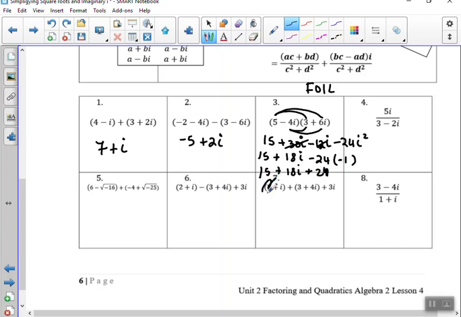Since 7, I'm just going to cross this out because it's the same problem as number 6. I'm going to use this space. What are my like terms here? 15 and 24. So what's 15 plus 24? 39. So this is 39 plus 18i. That's my answer.